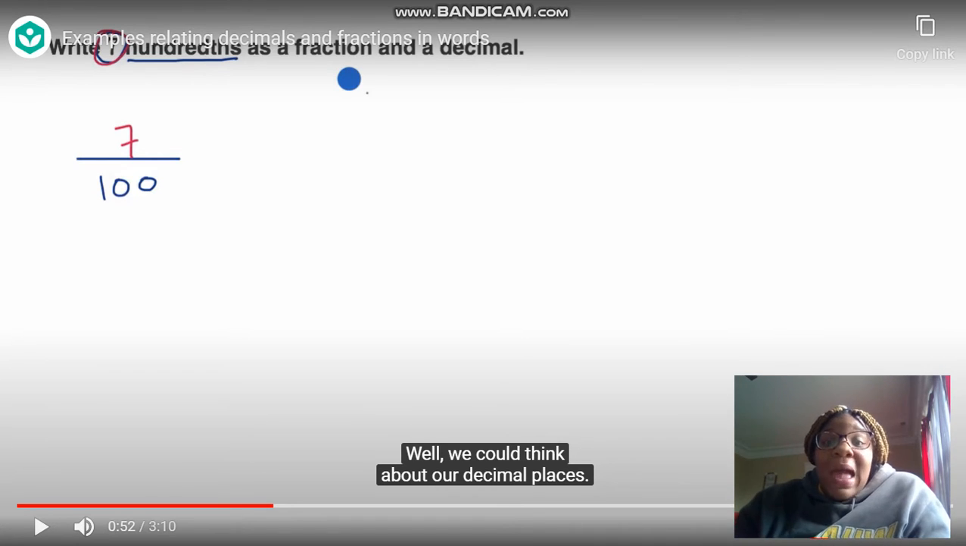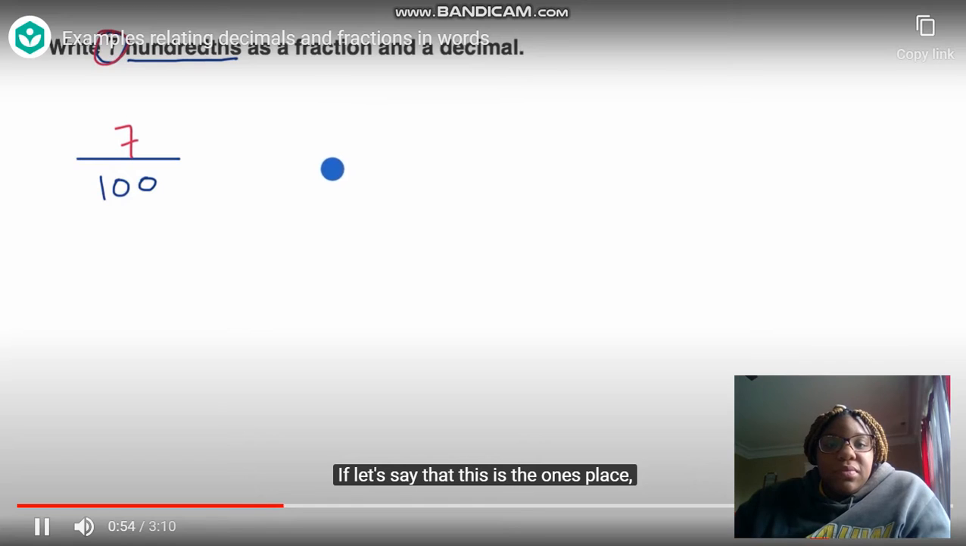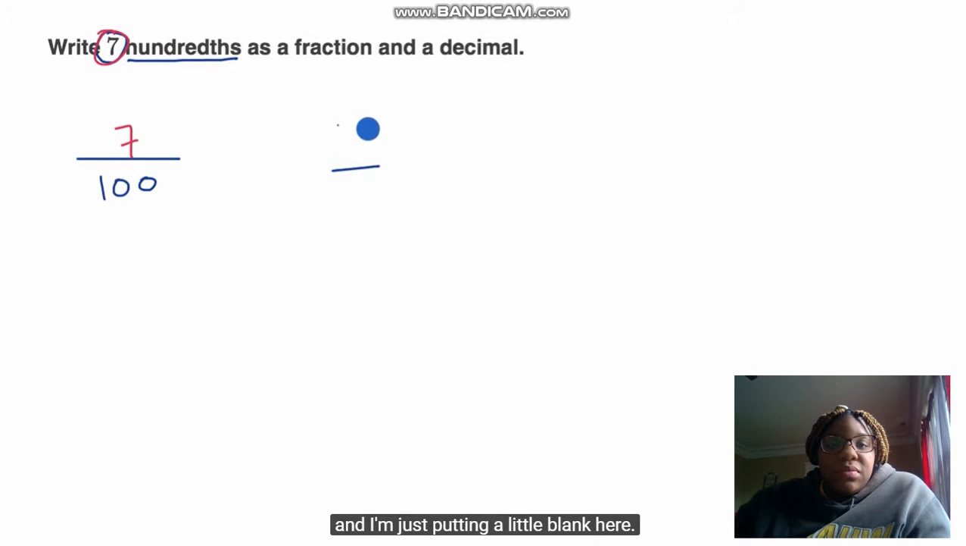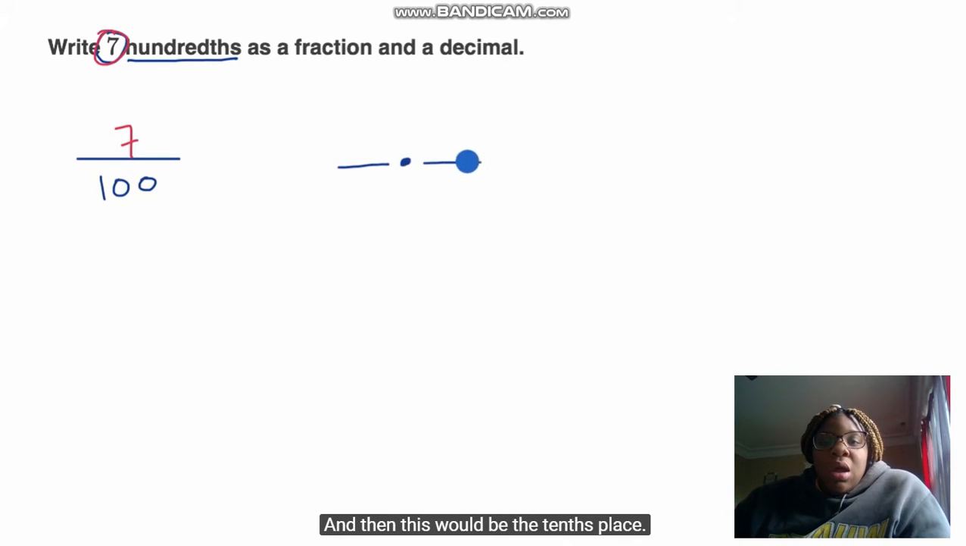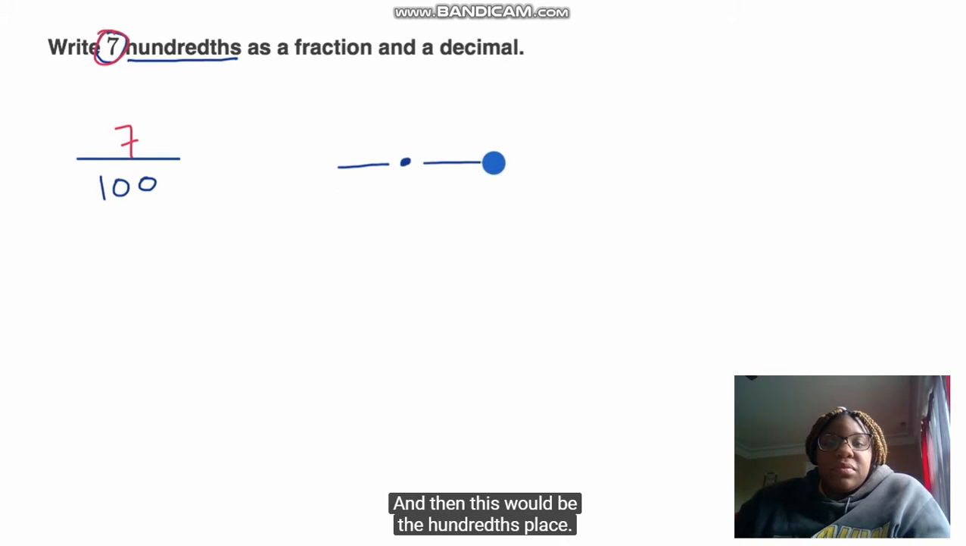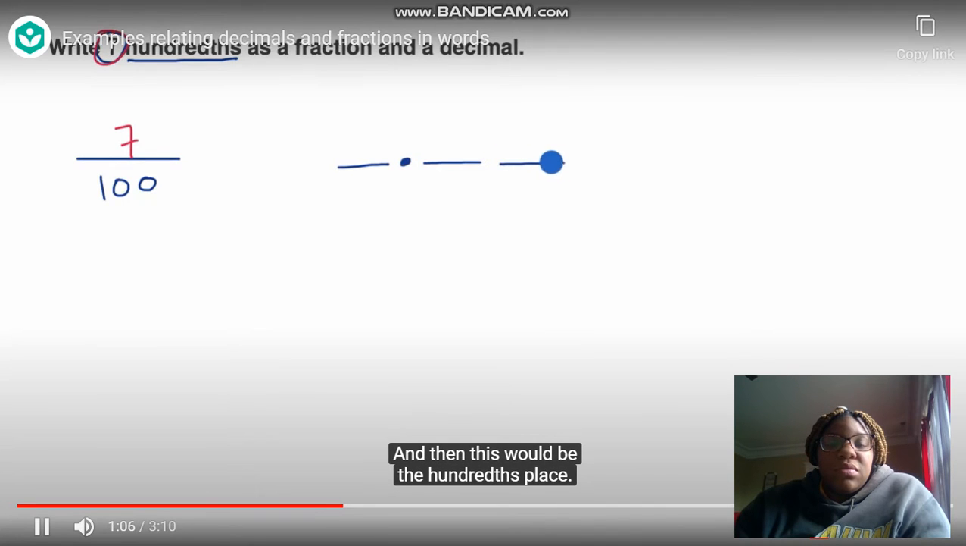All right, let's bring it back. Let's see if your work matches our work up here. Let's say that this is the ones place, and I'm just putting a little blank here. So it's ones place, and you have a decimal right over here. And then this would be the tenths place. And then this would be the hundredths place.